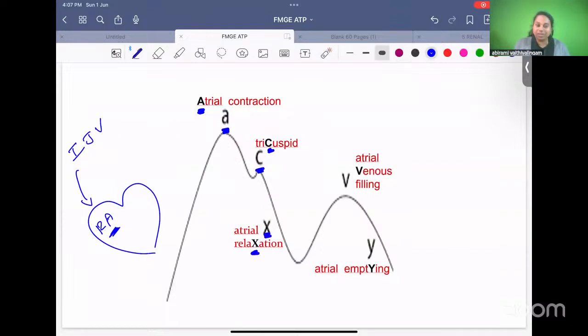X for atrial relaxation. When atrium is relaxing, X wave. V for venous filling of the atrium, when veins are filling into the atrium. And Y for atrial emptying, when atrium is emptying, this is Y wave. So we have correlated the JVP waves only with atrial events. Don't confuse with any of the ventricular events, only with the atrial events.